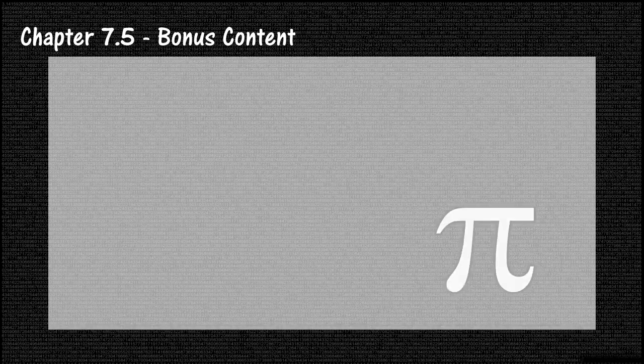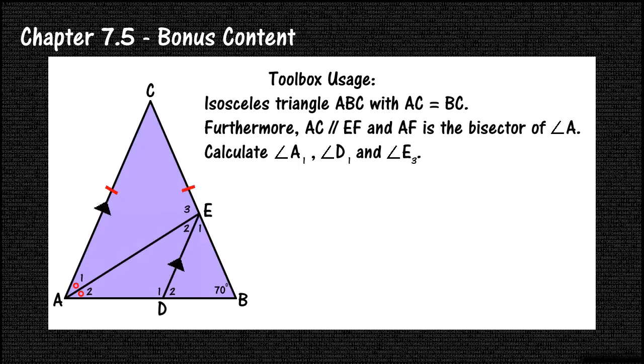Well, here it is. This here is the isosceles triangle ABC. I've given you some information in the form of symbols, and with this you should be able to calculate angles A1, D1 and E3. Pause the video if you want to give it a try, and when you're ready, I will show you how I solve this problem.